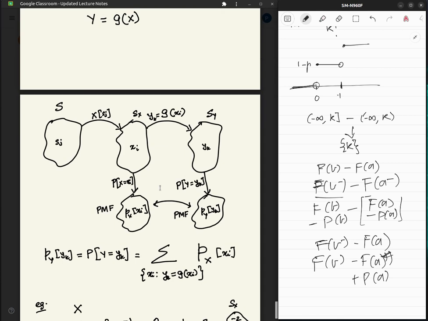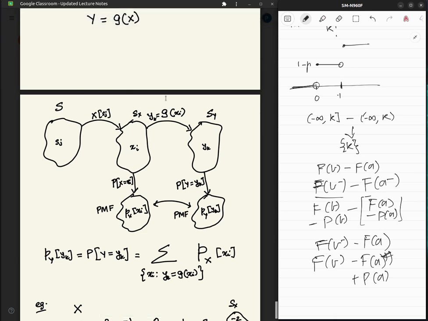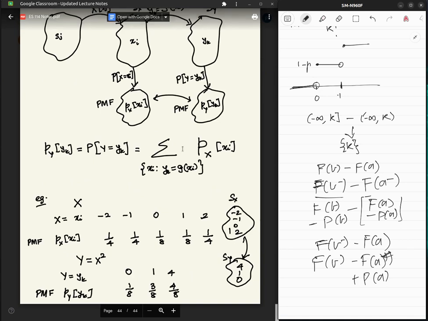What I should be saying is bijective. No, it's not necessarily bijective. It could map two different x values to the same y value. So y is a property of s because it's a property of x, and x is a property of s. That makes sense, right? First you're mapping from s to x. It could be many to one, it could be one to one, doesn't matter. And then you're going from x to y. Once again, it could be many to one or one to one.